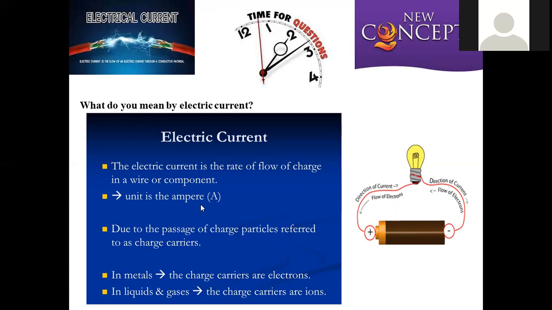Electrical current is measured in amperes, which is denoted with a capital A. Current is due to the passage of charge particles, referred to as charge carriers. Those carry the charge from one place to another. For example, if you are passing current through a copper wire, that becomes a charge carrier. You may take any metal other than copper also, but the extent of conduction will be different for different kinds of metals.